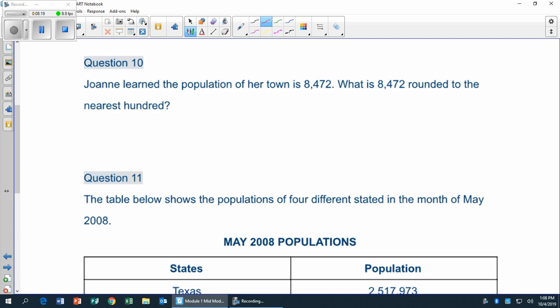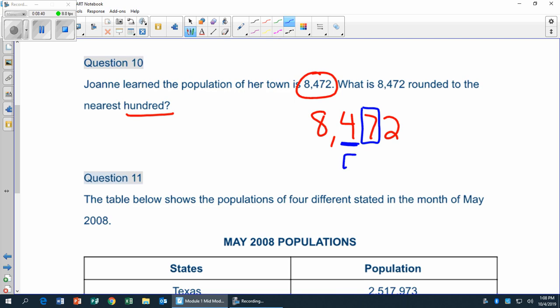Question 10. Joanne learned the population of her town is 8,472. She wants to round that to the nearest 100. So we're going to rewrite the number so it's a little bigger. We want to round that to the nearest 100. The 4 is in the hundredths place, so we underline it. We box the number to the right. The 7 is big and strong like a bully, so he pushes the 4 up to a 5. Everything to the left stays the same, and because there's no decimal, everything to the right becomes a 0.